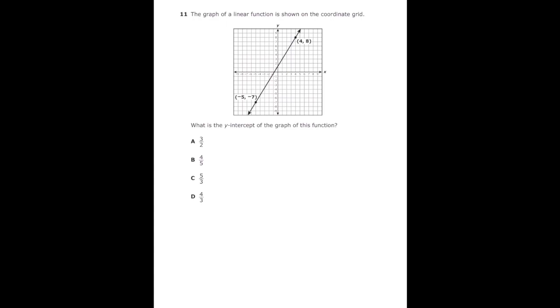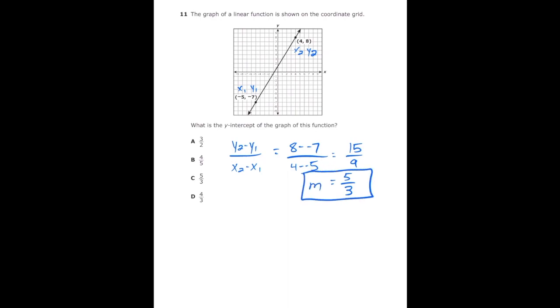on a whole number. So what I'm going to do first is find the slope of the line, and then plug that into y equals mx plus b to solve for the y-intercept. So the formula for slope is y2 minus y1 over x2 minus x1. If I plug in my numbers, I'm going to get 8 minus negative 7 over 4 minus negative 5. That's equal to 15 over 9, which reduces to 5 over 3.